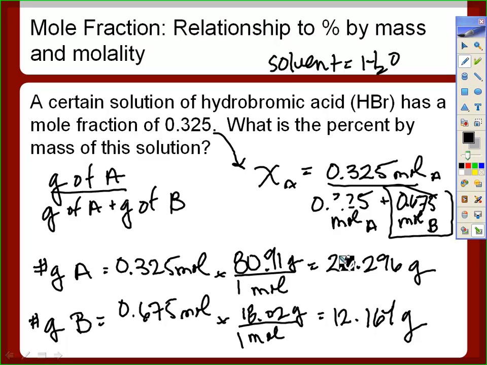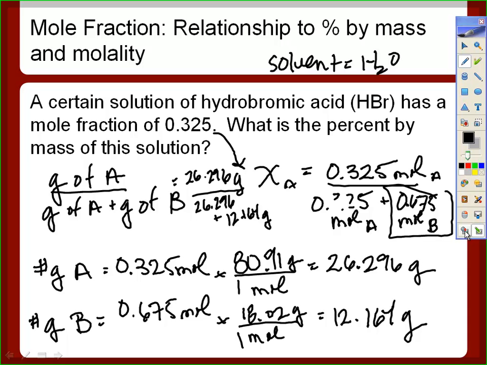So now we're just going to plug these values in. So we should have 26.296 grams of A divided by our 26.296 plus 12.164 grams of B. And of course, I forgot to say we're going to multiply by 100.